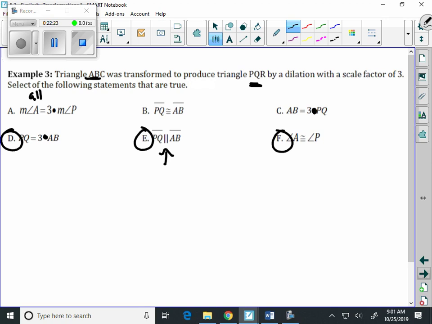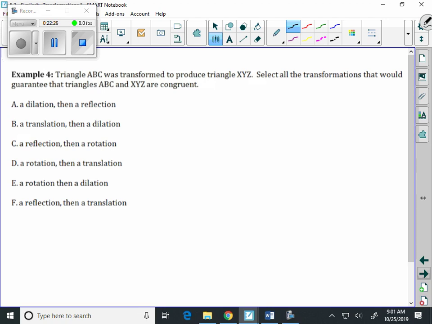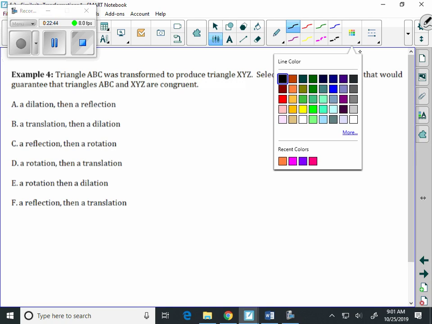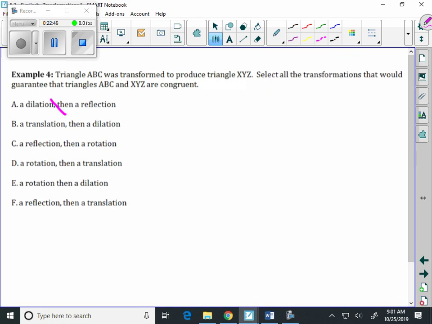And lastly here, triangle ABC is transformed to produce triangle XYZ. Select all the transformations that would guarantee that triangle ABC and XYZ are congruent. Well, first thing that I notice here is any place where there's a dilation, I'm getting rid of. Because dilation means not congruent. And consequently, once we take those out, we're left with C and D and F.